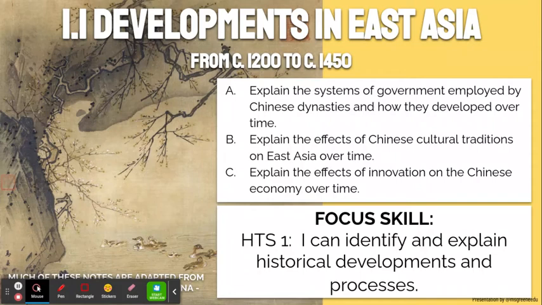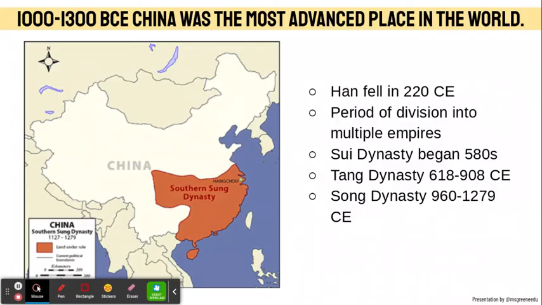East Asia includes China, Japan. We're mostly going to focus on China because they're very, very influential in the world. So a few things that we need to know. We're going to learn about the systems of government in the Chinese dynasties. We're going to learn about Chinese cultural traditions, and we're going to learn about innovations in the Chinese economy.